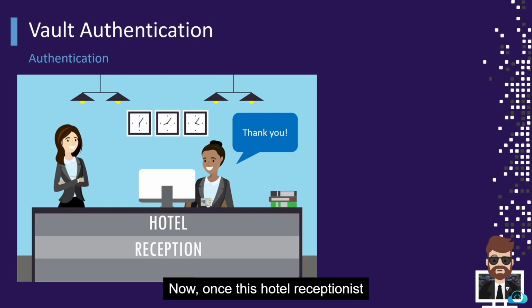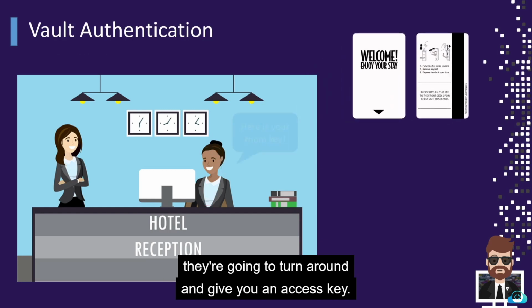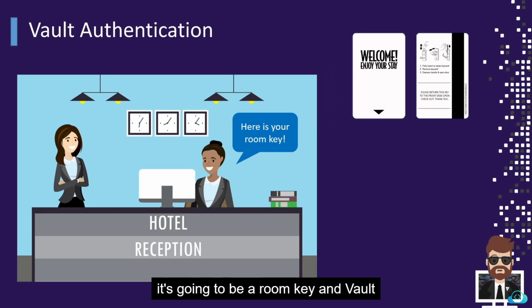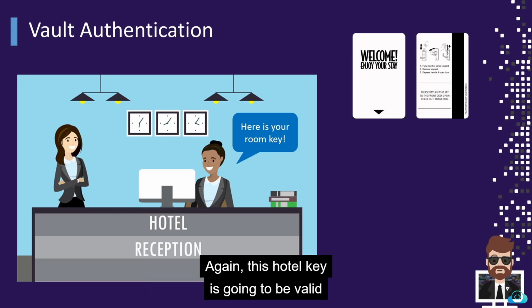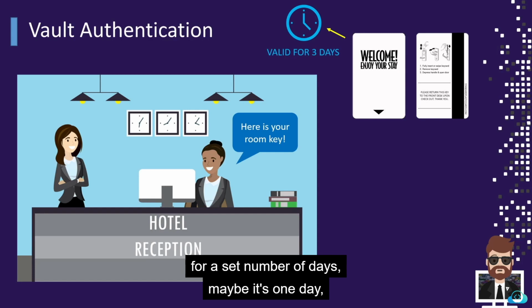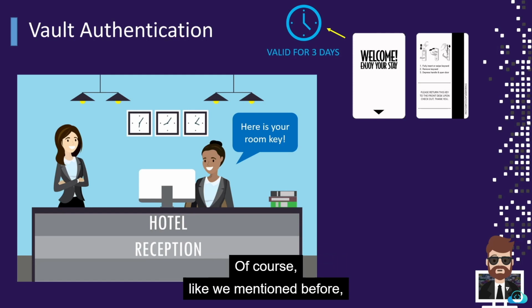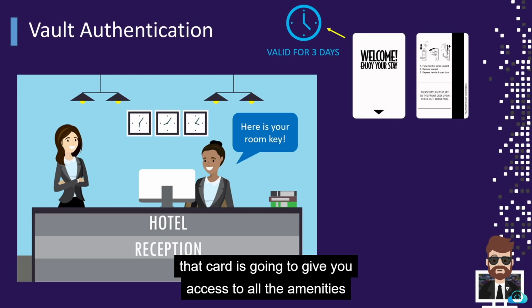Now, once this hotel receptionist has validated your credentials, they're going to turn around and give you an access key. So in a hotel, it's going to be a room key. In Vault, it's going to be a token. And again, this hotel key is going to be valid for a set number of days. Maybe it's 1 day, maybe it's 3 days, maybe it's a full week, maybe if you're on vacation. So this access card is going to be valid for that specific time. And of course, like we mentioned before, that card is going to give you access to all the amenities in the hotel.